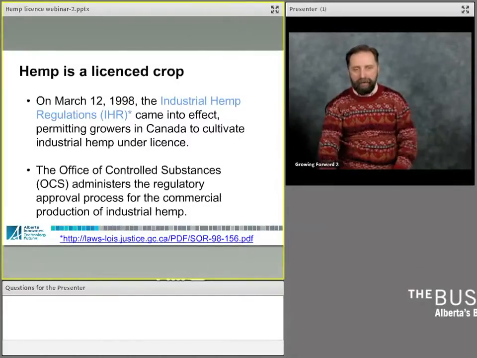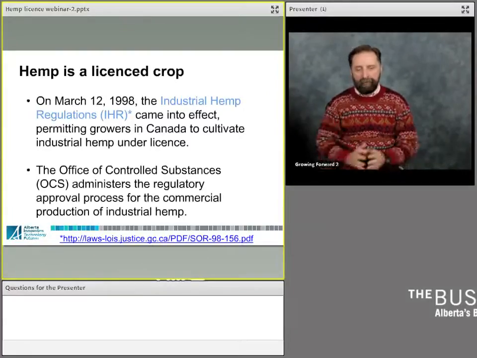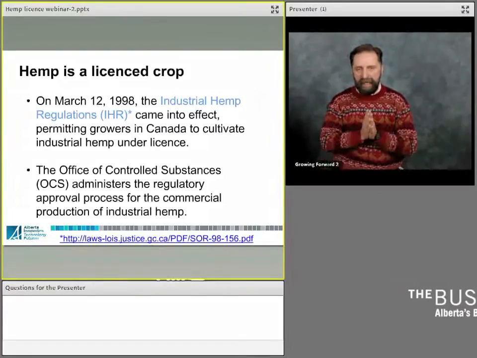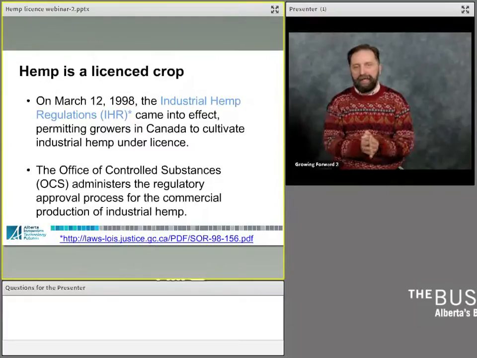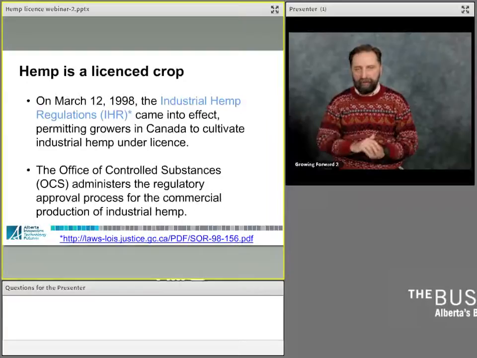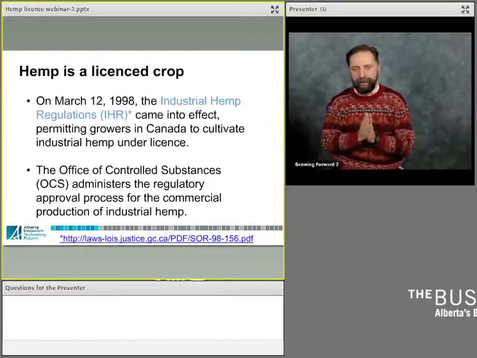And I want to draw your attention to this web page. Please get familiarized. Pull out this web page. Pull out this document, because before you sign off on the dotted line on the last page of this license application, you will certify that you're familiar with this industrial hemp regulation. This is really critical, to get this document and read it and understand it, because you will be signing that you understand what you are signing.